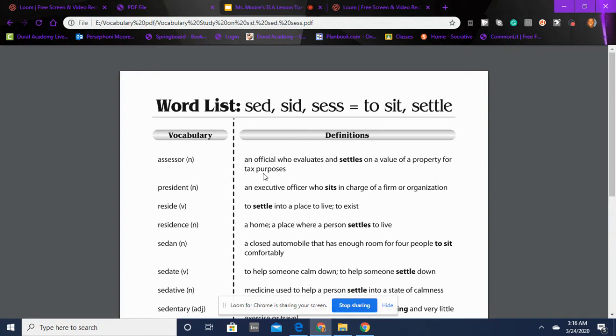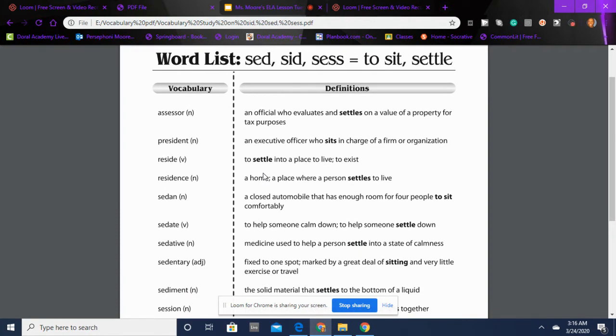Next is president. That's a noun. We all know what a president is. President is an executive officer who sits in charge of a firm or organization. So it's not just the president of the United States, but also there are companies that have presidents as well. There are CEOs, if you will, that may consider themselves presidents rather than CEOs.